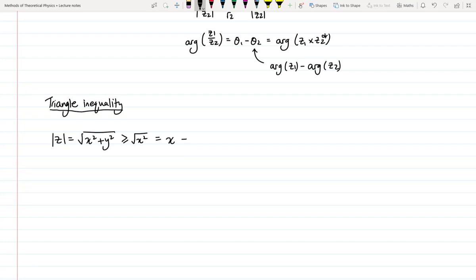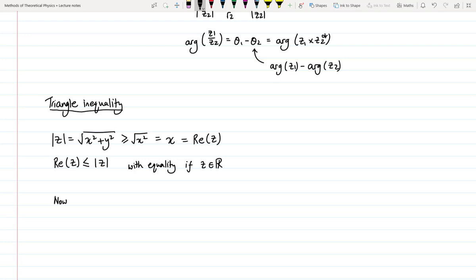Now x is just the real part of z. So this relationship says that the real part of z is less than or equal to mod z, with equality if z is real. Now we can use this relationship to find an inequality on the sum of two complex numbers.